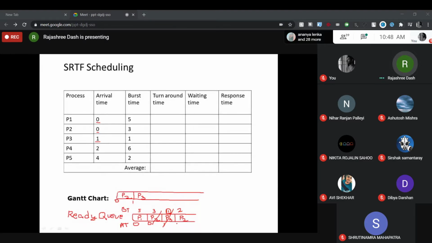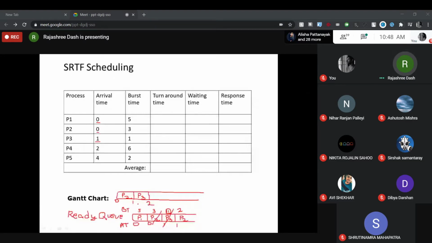P2 is stored back in the ready queue with the remaining burst time. So just check, at time 1, P2 again entered into the ready queue. It is released from the CPU and stored in the ready queue with the remaining burst time, that is 2. And P3 started its execution. So P3 will continue up to 2.